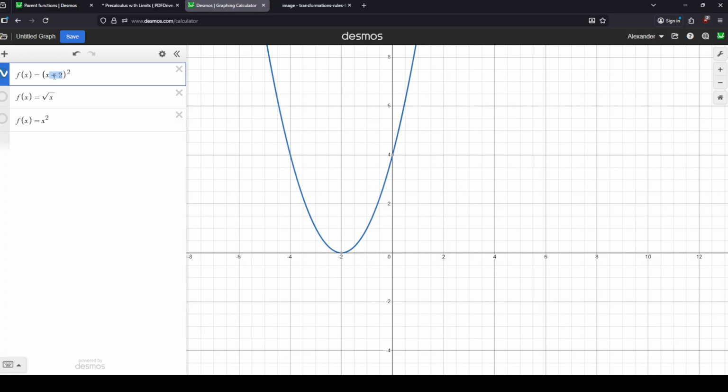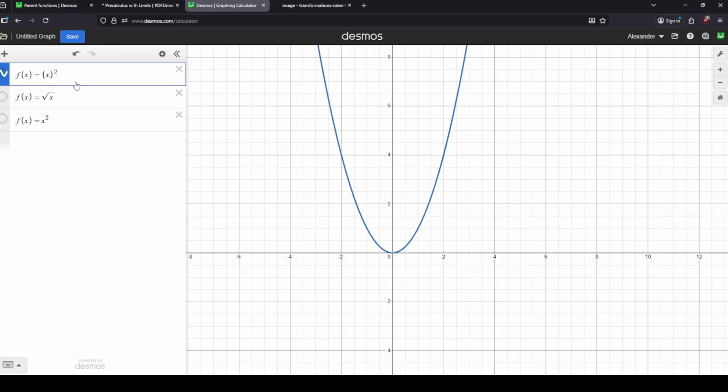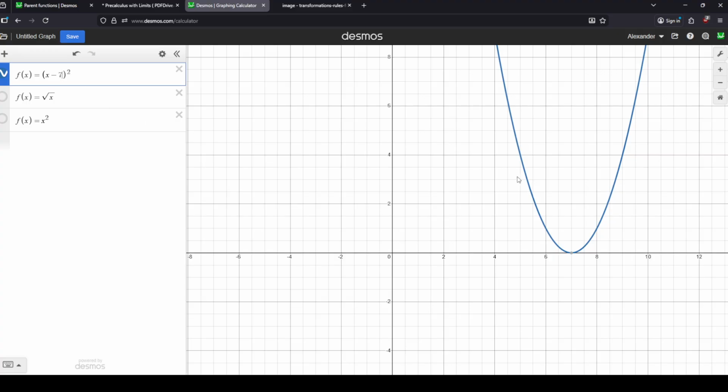So you've kind of got to cancel out whatever is in here in order to get back to the original function. And so this does the opposite of what you would think it does. If you add 2, you go 2 to the left. If I subtract 7, move 7 to the right.